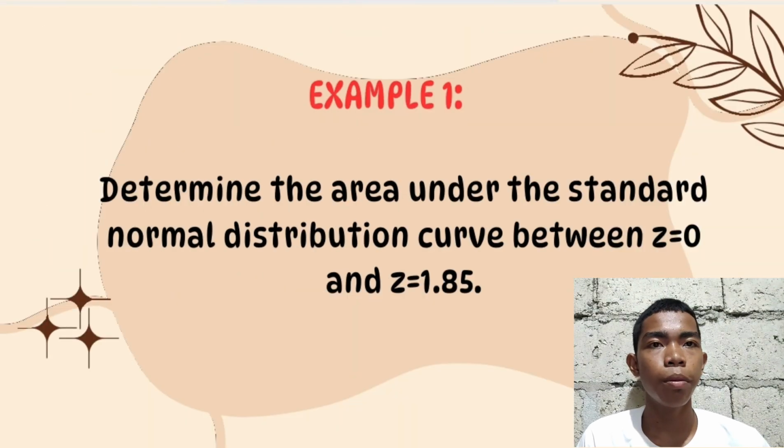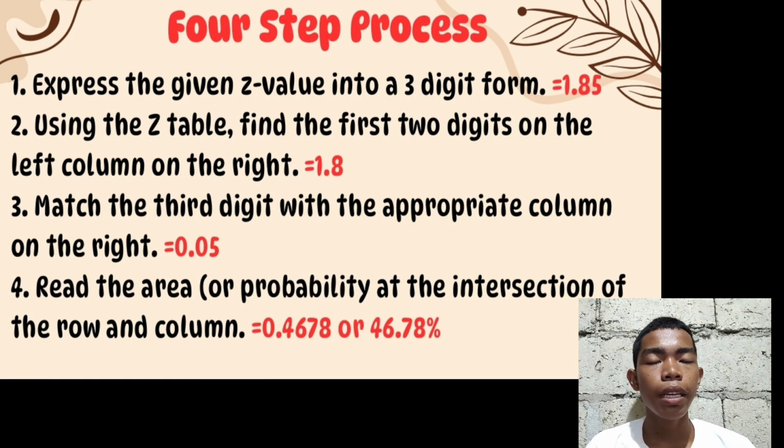Example number 1. Determine the area under the standard normal distribution curve between z equals 0 and z equals 1.85. So, we will use the 4-step process. Number 1, express the given z value into a 3-digit form. The answer would be 1.85. Then number 2, using the z table, find the first 2 digits in the left column. The answer would be 1.8. Then number 3, match the third digit with the appropriate column on the right, which is 0.05. So number 4, read the area or probability at the intersection of the row and column.